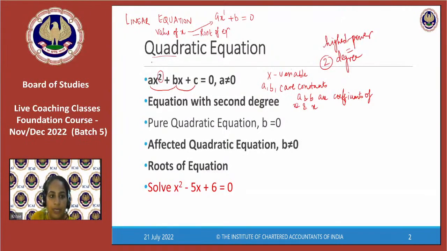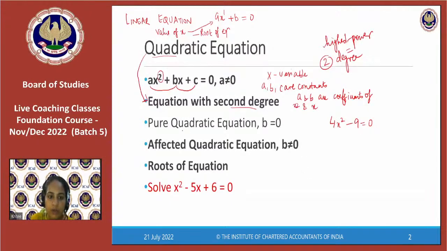So a quadratic equation is the equation of the second degree, the equation with the highest power as 2. We have different types of quadratic equations also. Like just now I gave you one of the examples, 4x square minus 9 equals 0.